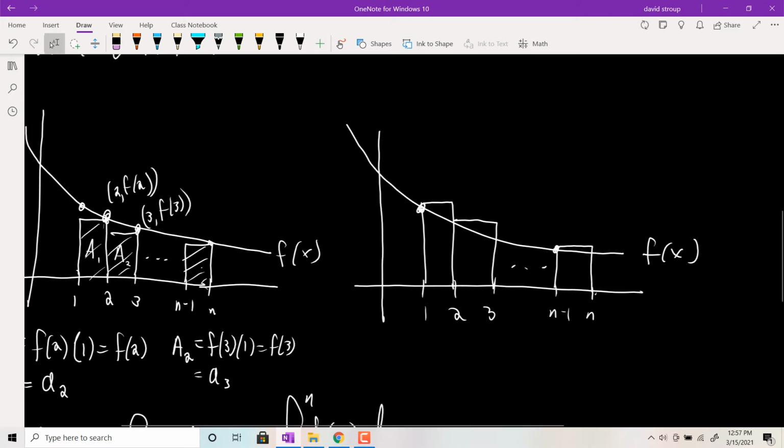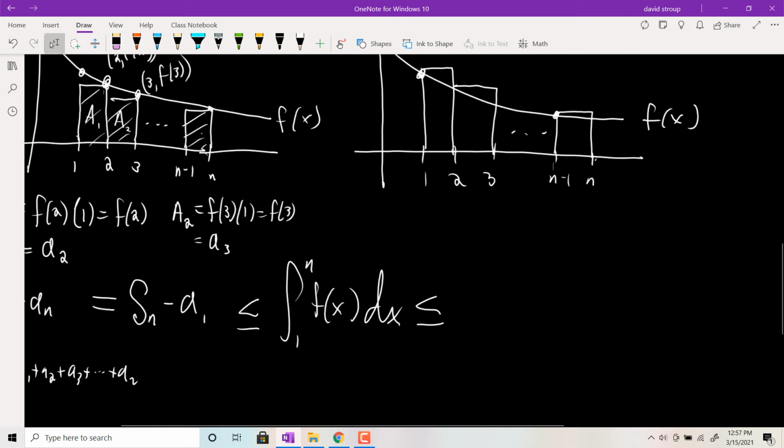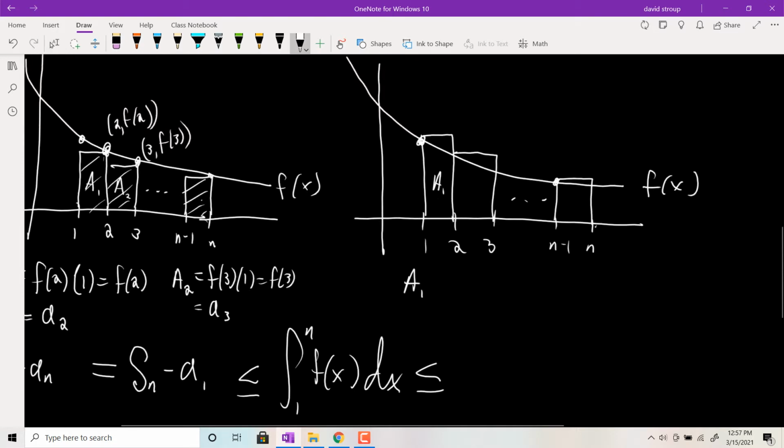Okay. So what is that thing? The area of the first rectangle, if you're using that point here, 1 comma f of 1. The area of that first rectangle is going to be f of 1 times the length of the base, which is 1. And of course, that's just equal to f of 1, which is a sub 1. Right?